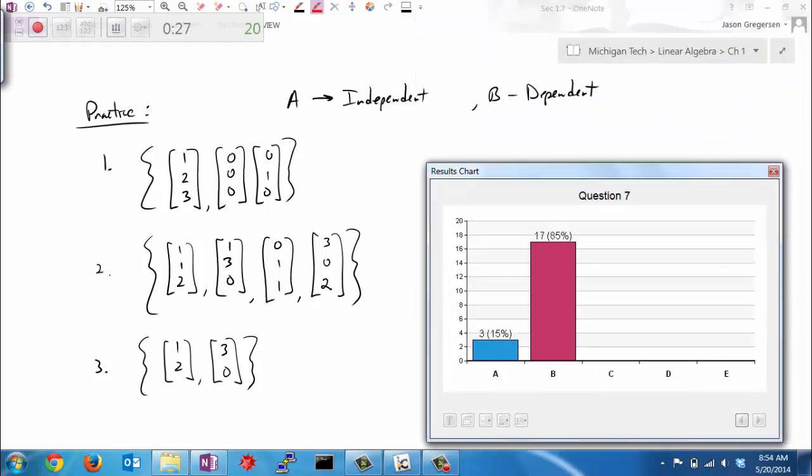All right, most saying dependent. So if it's dependent, why is it dependent? Someone justify it.